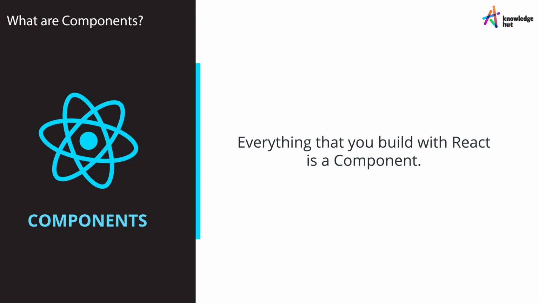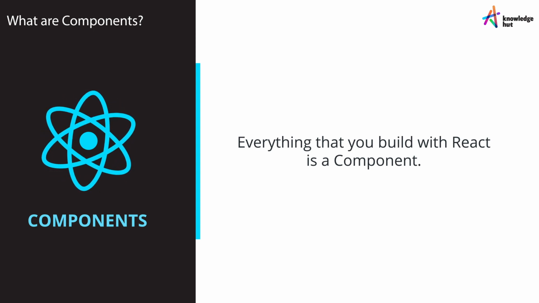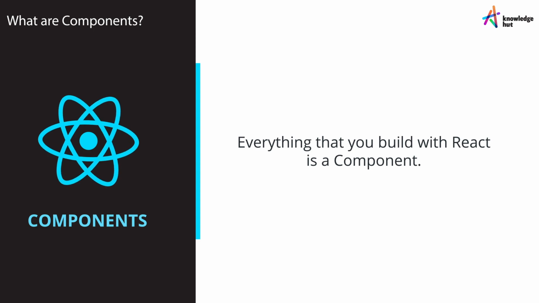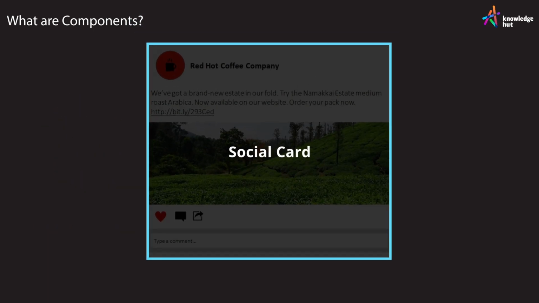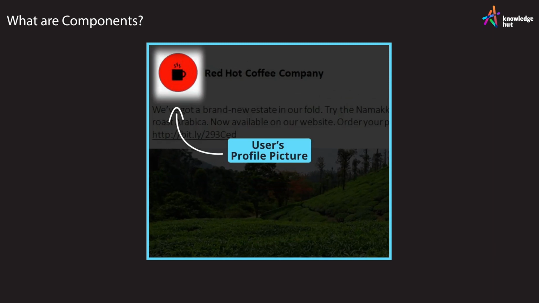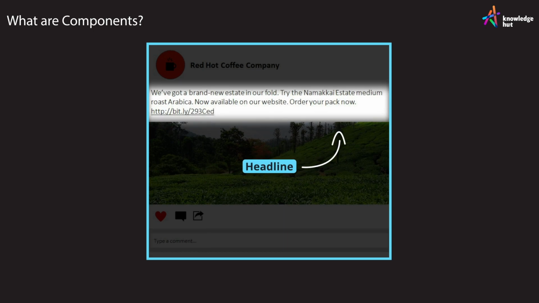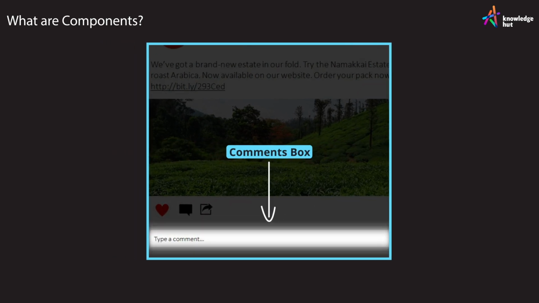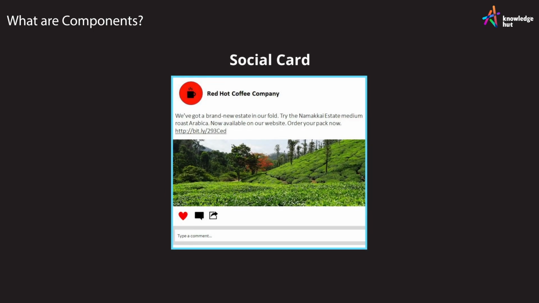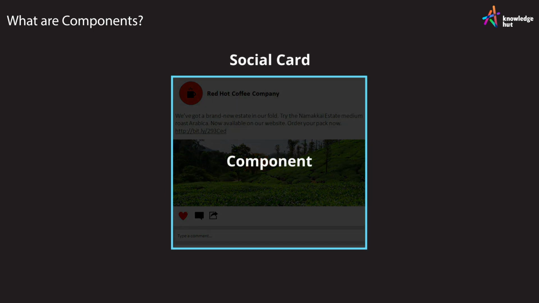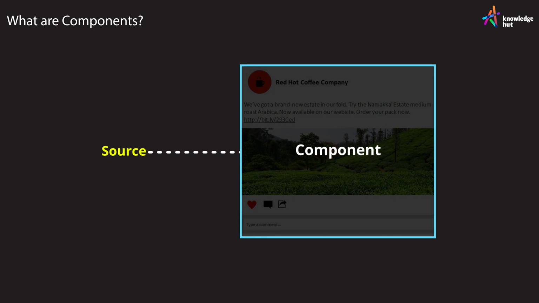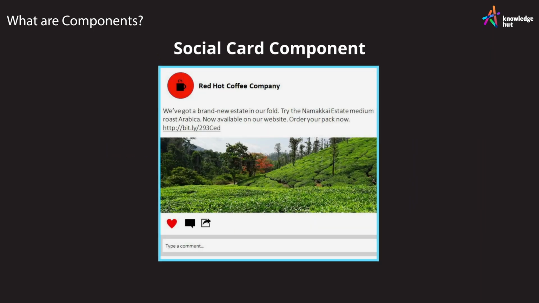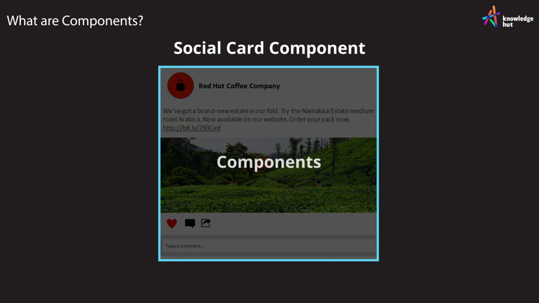Let's visualize a user interface and how components can help us break it down into manageable units. Here's a social card that you would typically see on a social media platform like Facebook. This card contains the user's profile picture, an image, a headline, and 3 call to action buttons for liking the post, commenting, and sharing the post. We also have a comments box at the bottom. To begin with, the social card itself would be a component that brings data in from a source and displays it on the UI. The social card component itself can be broken down into components.